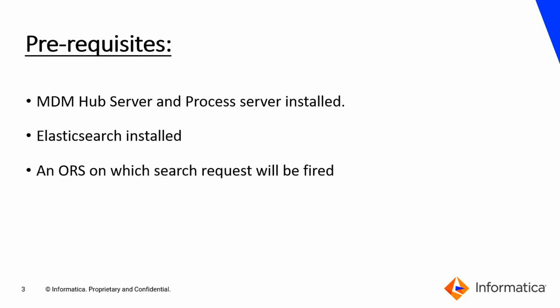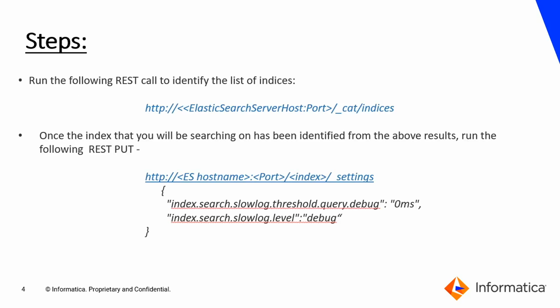The prerequisites are the MDM hub and process server should be up and running, Elasticsearch server should be installed, an ORS should be present on which search request will be fired. Coming to the steps, we will run the REST call to identify the list of indices in Elasticsearch. Once the index that you will be searching on has been identified from the above results, we will run the second REST call, which will enable the Elasticsearch slow logs.